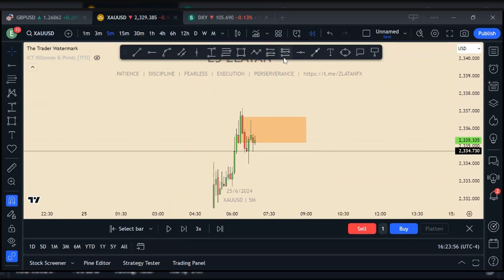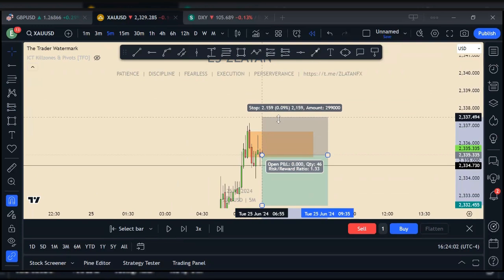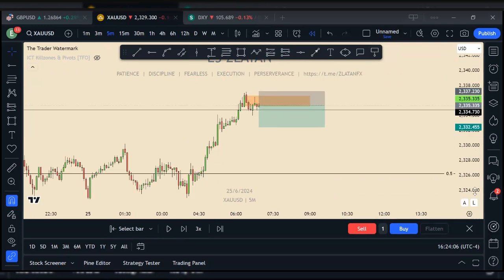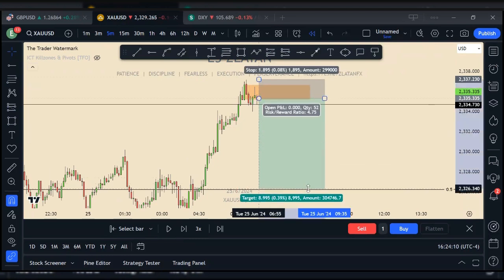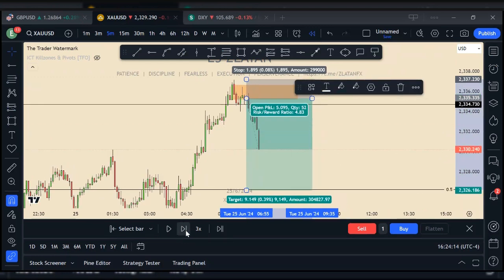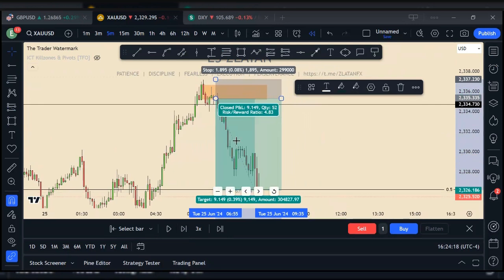That's your entry right there. I'm going short right there using that order block. My stop loss to the high. I'm targeting the 50% as my TP1, right? That's what the rule says. And that's how you do it.